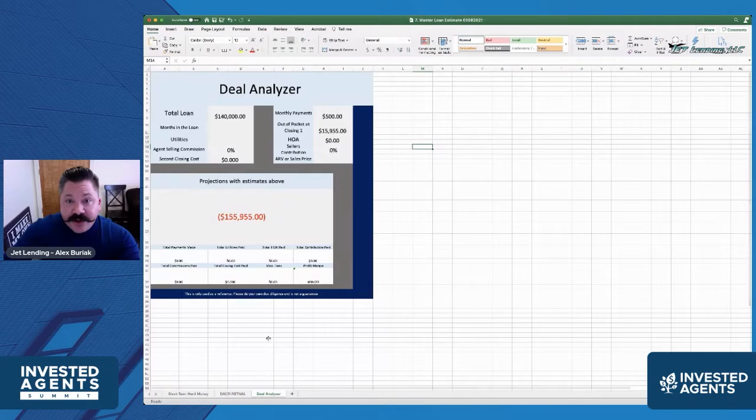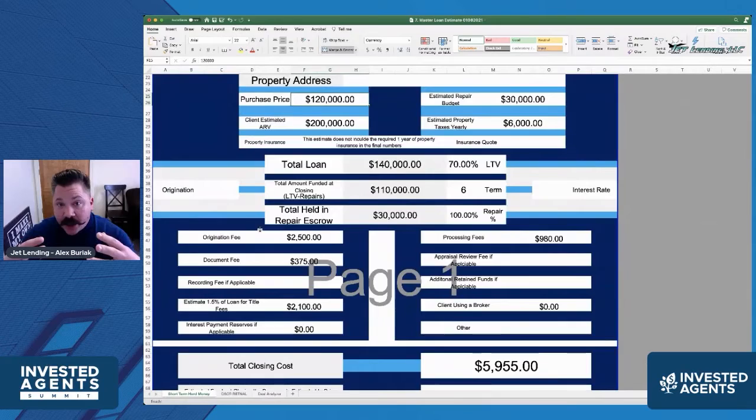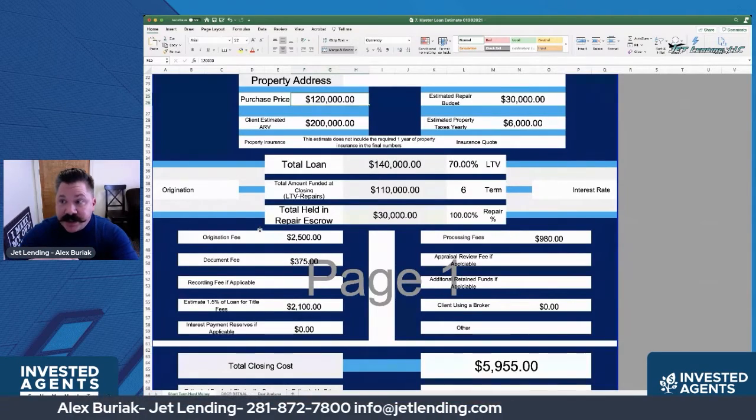When you look at your deals to close, again, we're talking about how to close any deal and how to close volume. You always want to analyze your deals and think about how much profit you're going in for, and Jet Lending will do that for you when we get into all of our processes.